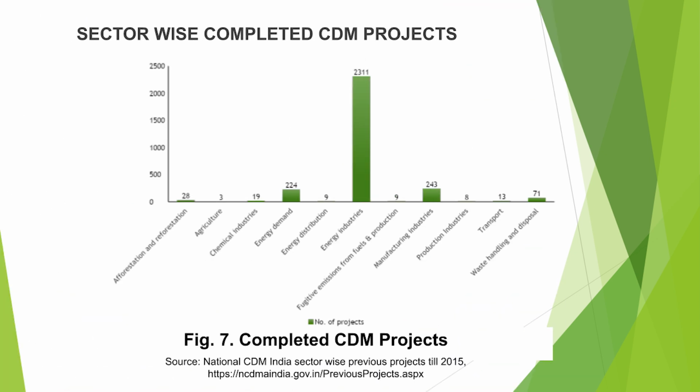And here you can see the completed CDM projects sector wise. In this figure you can see there are three major sectors: one of the major sectors is energy industries, then energy demand, and the third one is manufacturing industries. There are many more industries as well which require these CDM projects.